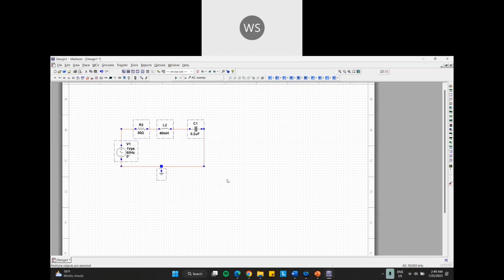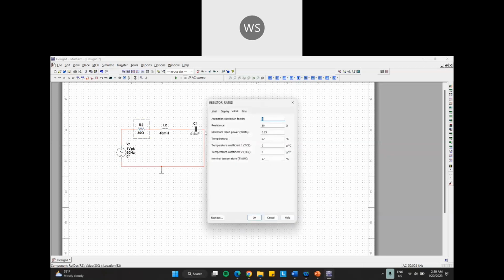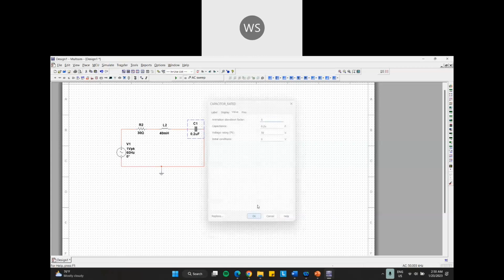This is our simple series circuit. Here we have an AC voltage, which is 1 volt, and for the frequency we use 60 hertz. Next we have a resistor, with resistance value set to 30 ohms. Then the inductor, with inductance value set to 40 milli, and lastly the capacitor, with capacitance value set to 0.2 micro.